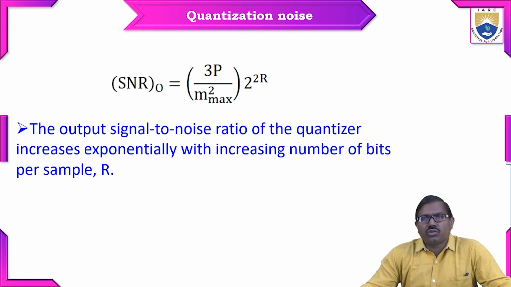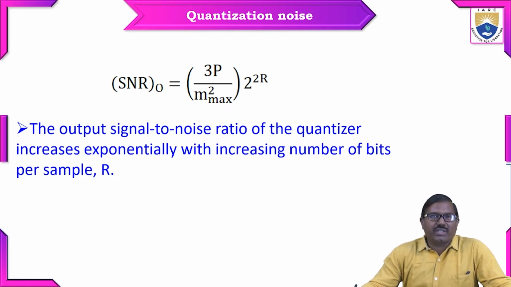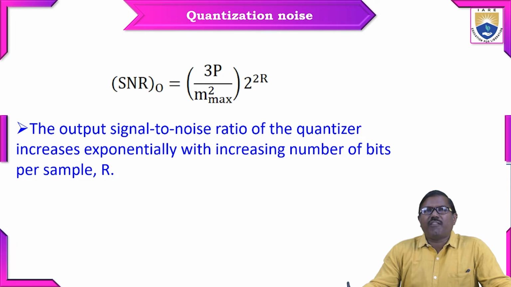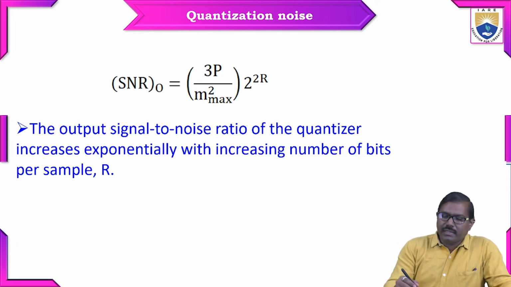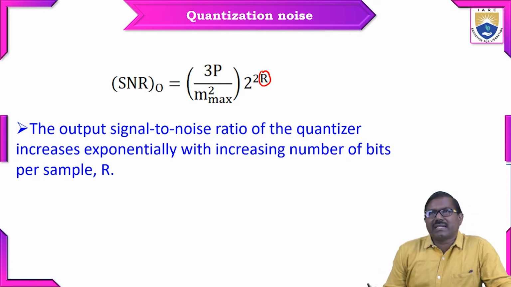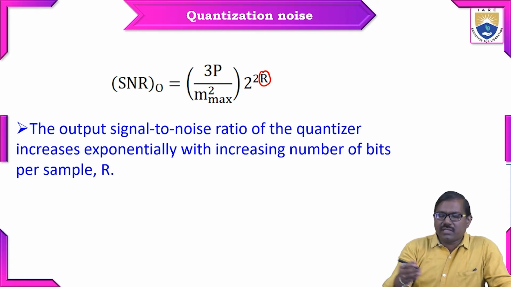So SNR output is equal to 3P by m square mx into 2 to the power of 2R. Why? SNR is nothing but signal to noise ratio. P is the average power of the input analog signal, and already you know sigma square Q, that is the variance of the quantization noise. I am going to substitute all this. So the output signal to noise ratio of the quantizer increases exponentially with increasing number of bits per sample. Why? When the bits are increased, my value of SNR is going to increase.